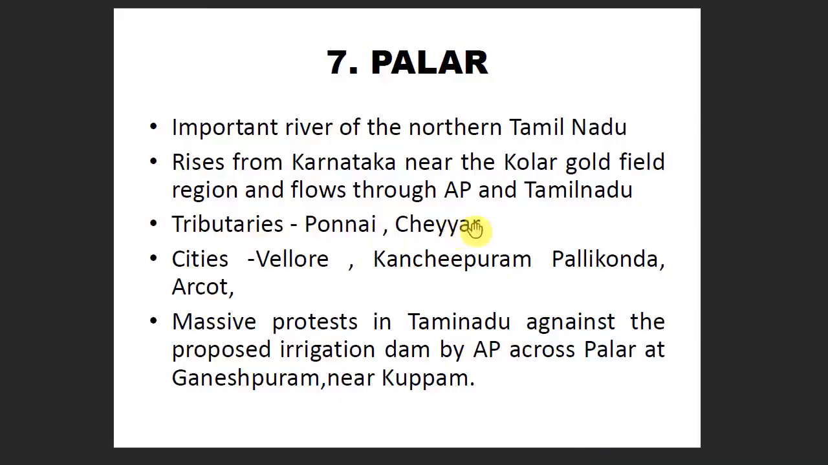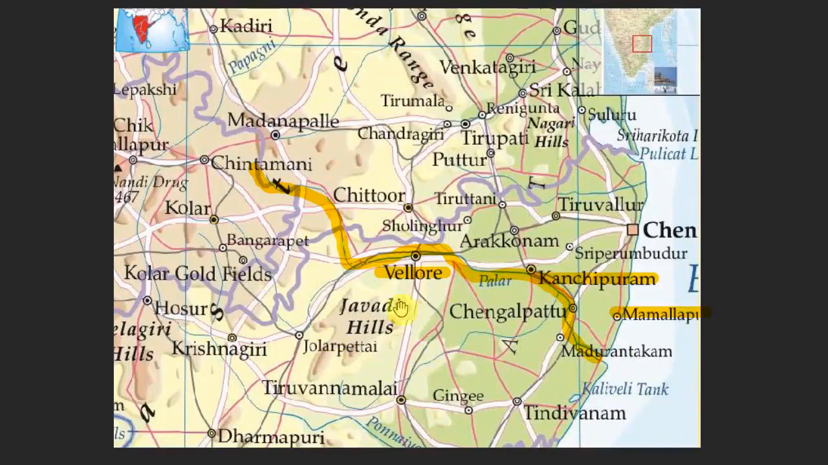Palar river, important river of northern Tamil Nadu, from near the Kolar gold field. The important tributaries are Ponnai and Cheyyar, and there were massive protests against the proposed irrigation dam by Andhra Pradesh, because we know that the plains of Tamil Nadu are heavily populated, densely irrigated, and also since the per capita income and human development is high, the lifestyle is such that the water requirements are high, and that is leading to a number of rivers in this region which are facing contentious claims.